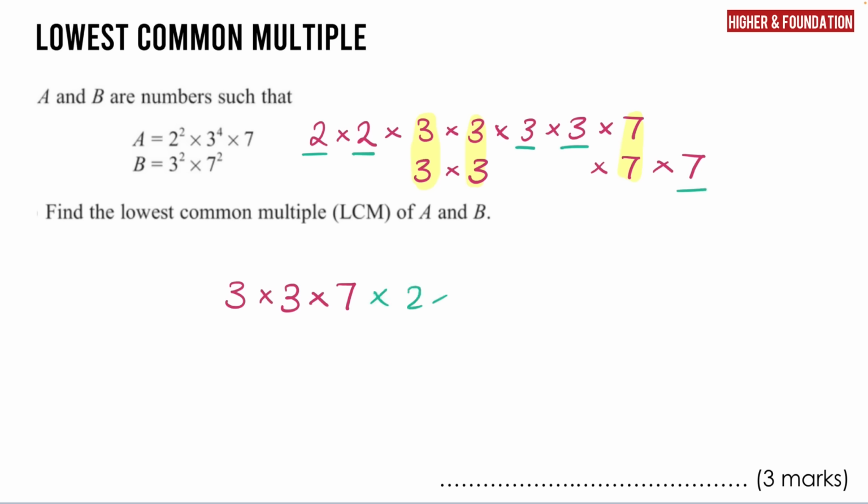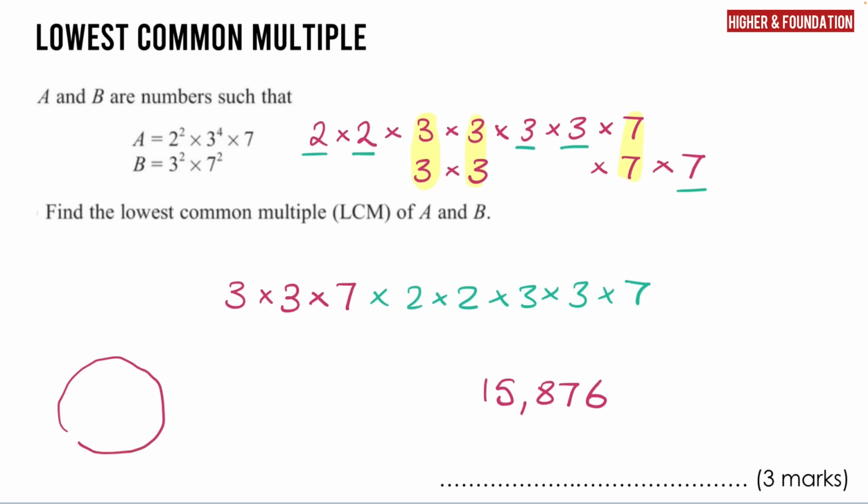So times 2 times 2 times 3 times 3 times 7, and then we just need to type that into our calculator. So 3 times 3 times 7 times 2 times 2 times 3 times 3 times 7, and that gives me, and this is a very large number for this one, a lowest common multiple of 15,876.